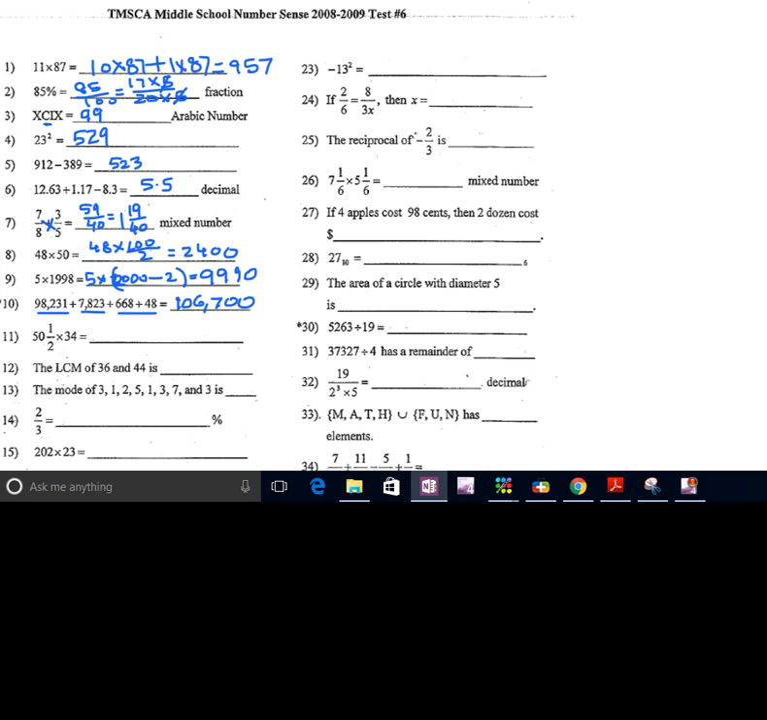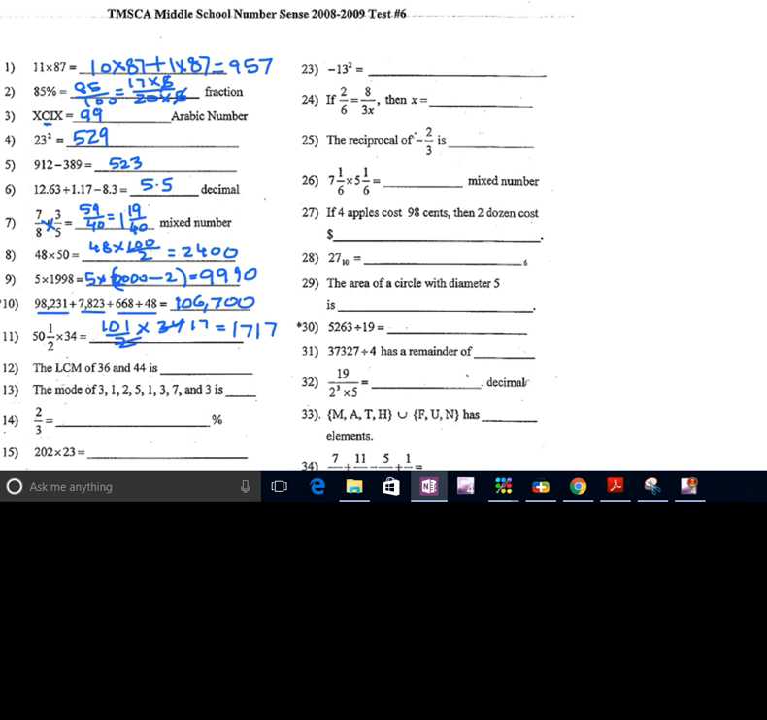50 and a half times 34. Think of this as 101 over 2 times 34. So this can be cancelled as 17. 17 times 101. Again, think of this as 17 times 100 plus 17 times 1. So that's going to give you 1717 as the answer.